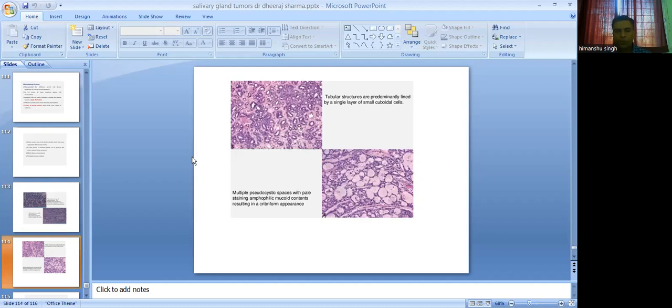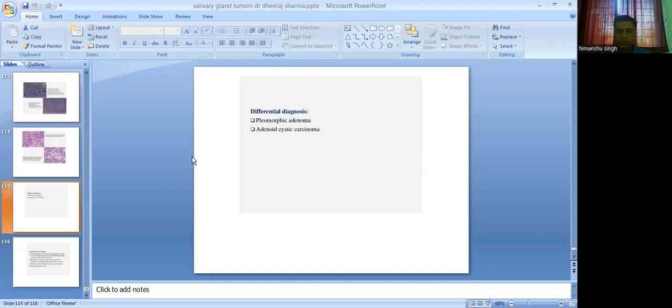Next slide is again photos. The upper photo shows tubular structures which are predominantly lined by a single layer of small bland cells, and the lower photograph shows multiple pseudocystic spaces with pale staining amphophilic mucoid content resulting in a cribriform appearance. The differential diagnosis is pleomorphic adenoma and adenoid cystic carcinoma.